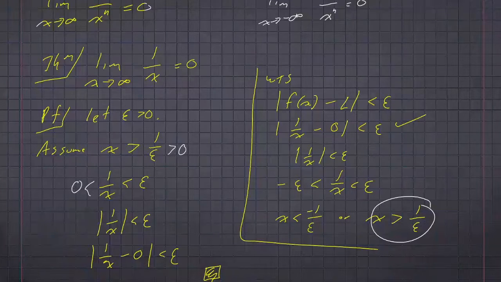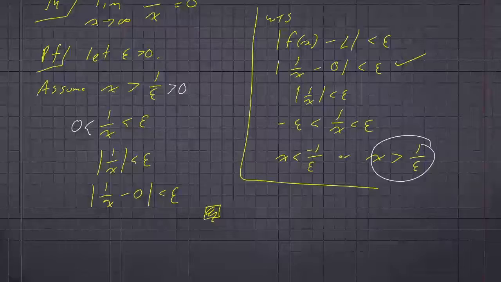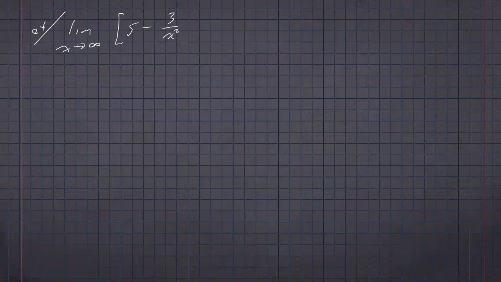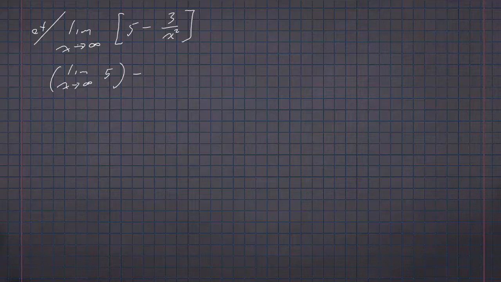And that's essentially our entire goal in working with these limits. If we can find a way to rearrange so that we have a bunch of 1 over x's, they will all go to 0. So if I want to take the limit as x goes to infinity of 5 minus 3 over x squared, using properties of limits, again, I haven't proven them, but I'm going to assume that all of the properties we've talked about before still work. We can split this up and take the limit as x goes to infinity of 5 minus 3 times the limit as x goes to infinity of 1 over x squared.